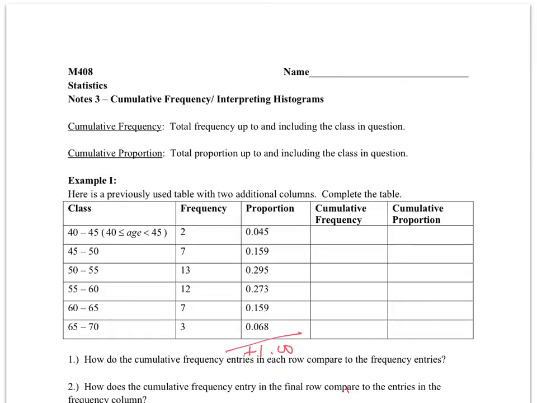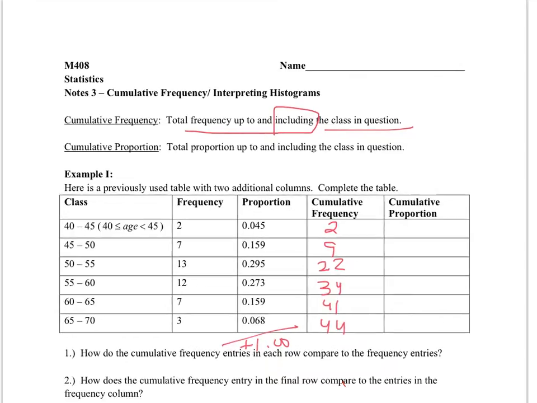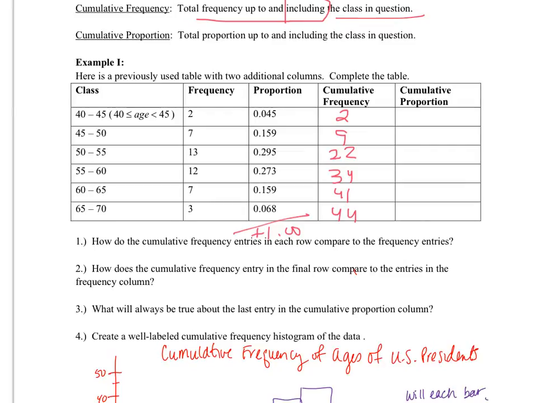Well, cumulative frequency means the total frequency up to and including the class in question, and the same thing applies to proportion. So if I were filling out the cumulative frequency for this data chart here, my first class would have a 2, my second class would be 2 plus 7 or 9, and then add 13, giving me 22, 34, 41, and 44.